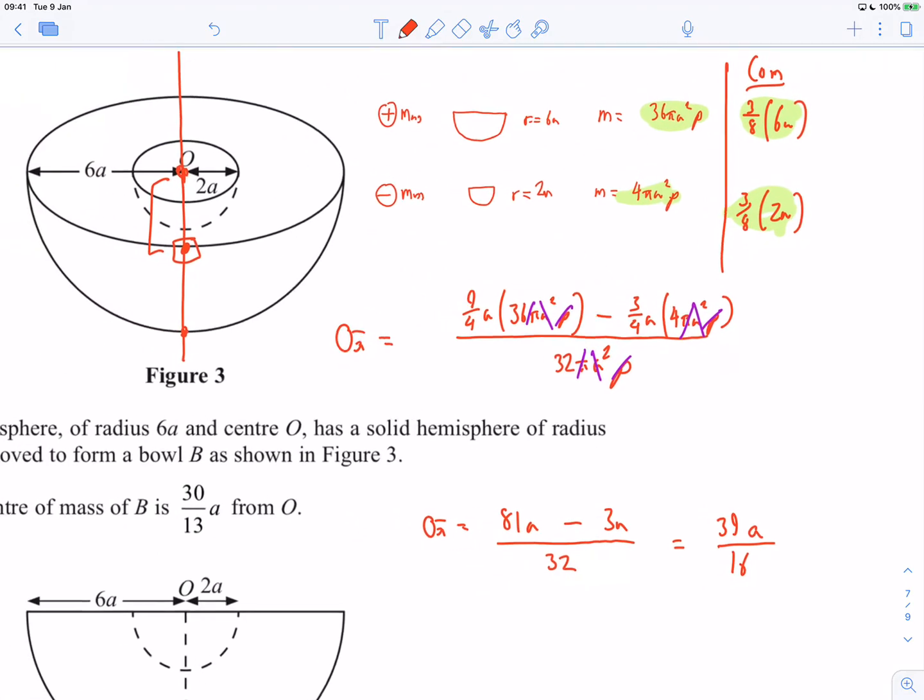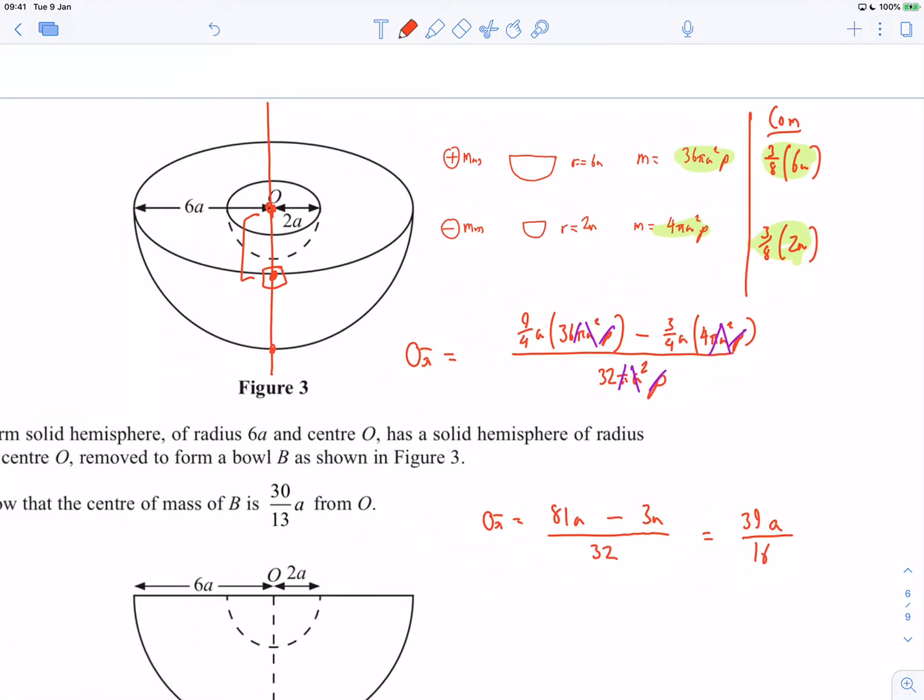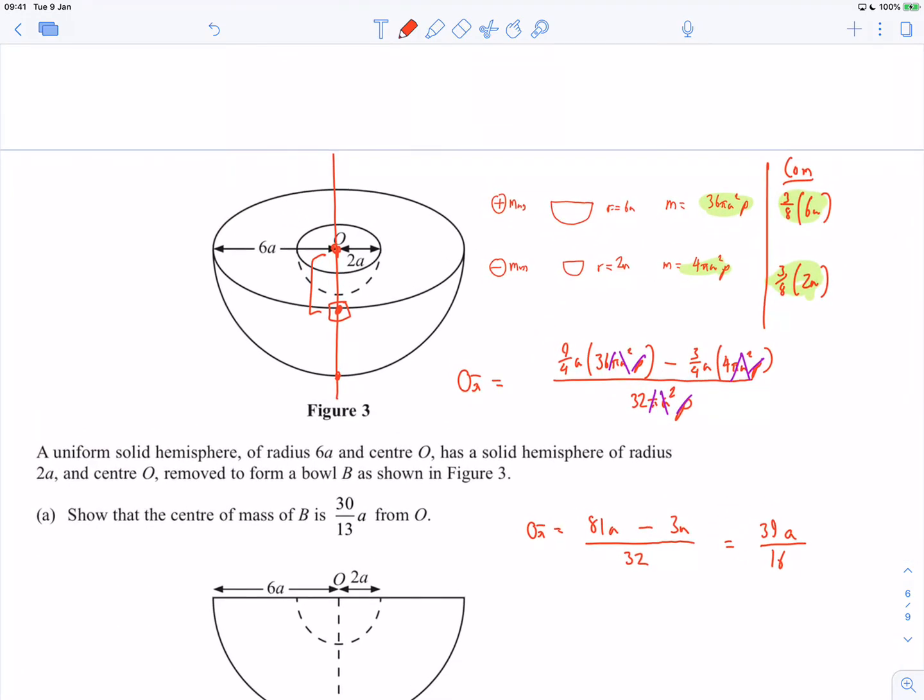Is that what we wanted? No, I've got 30 over 13. Where have I made a mistake? Solid hemisphere is 3/8. Yeah, that's weird. A uniform solid hemisphere of radius 6a.